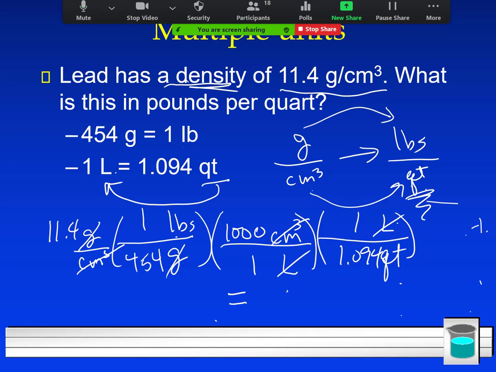I've got the units I want, so it's button pushing time. 11.4 divided by 454 times 1,000 divided by 1.094. That is 22.95258881. Oof. Way too many digits on my calculator. How many should I have? Well, density is mass over volume, so in order to find lead's density, they had to measure it. So this has 3 sig figs.